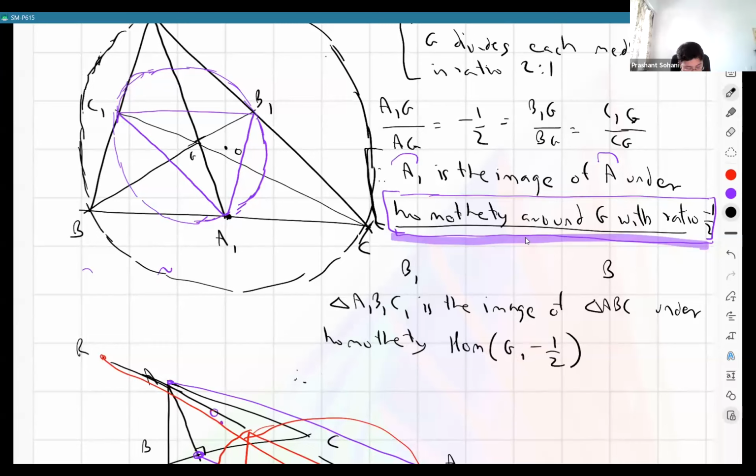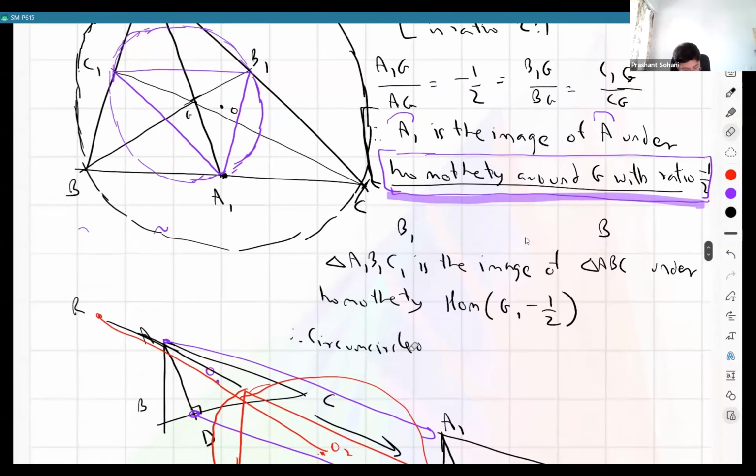Therefore, the circumcircle, again, actually, I don't need to write circumcircle. We have this notation, circle ABC, right? Circle A1, B1, C1 is the image of circle ABC under the same operation.